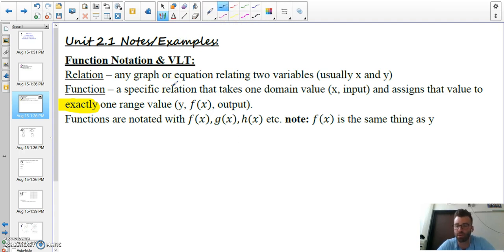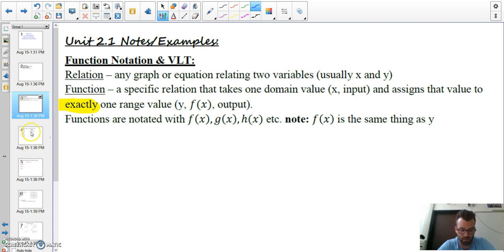Functions are noted with f of x, g of x, h of x, etc. It's just the same thing as writing y. F of x equals x is the same as y equals x. Function notation is a notation you're going to have to get used to. It's something that you're going to see throughout this year and throughout your mathematical careers here at the high school or in the future.